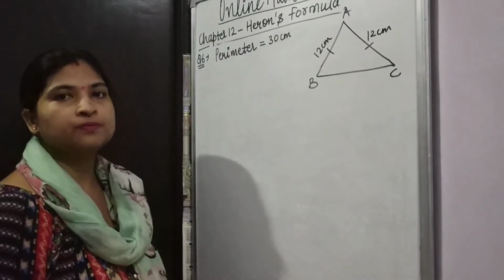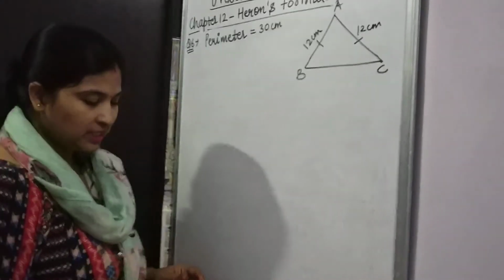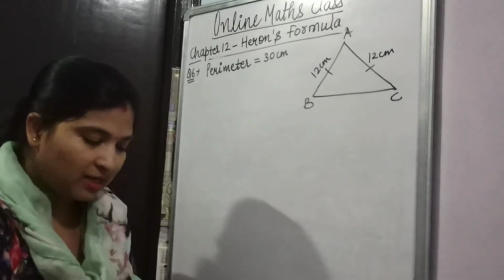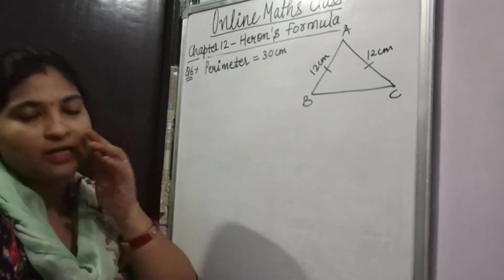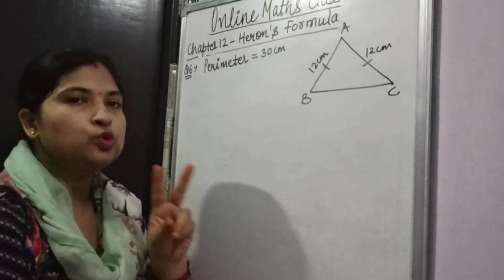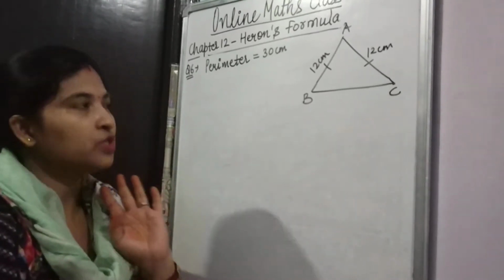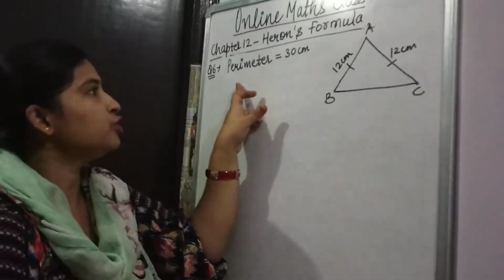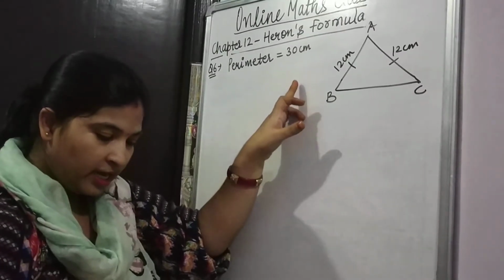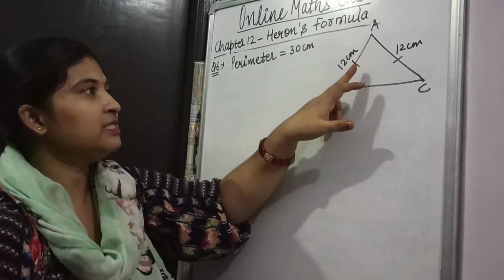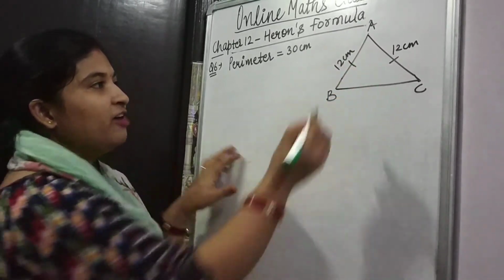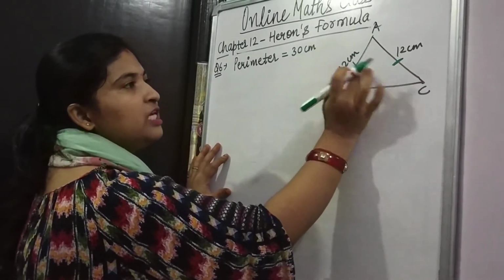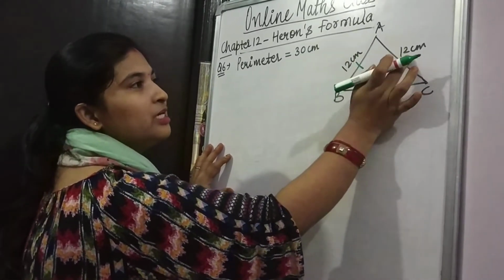Okay students, question number 6. You can see what is in the question. An isosceles triangle has perimeter 30 centimeter. First of all, what is the meaning of isosceles triangle? Any triangle whose two sides are equal is known as an isosceles triangle. The perimeter is already given, 30 centimeter. I am taking AB and AC as the equal sides, and I have put the mark to show they are equal. The equal sides measure 12 centimeter each.